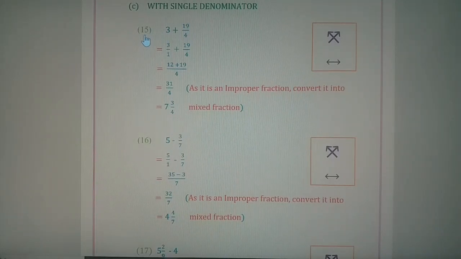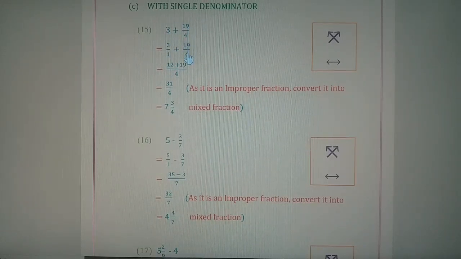Let us go to example 15. 3 plus 19 upon 4. Now 19 has a denominator 4. 19 is the numerator and 4 is the denominator. While 3 does not have a denominator because 3 is just a plain integer. 3 can also be written as 3 upon 1 in the fraction form. So the integer 3 can be written as 3 upon 1.